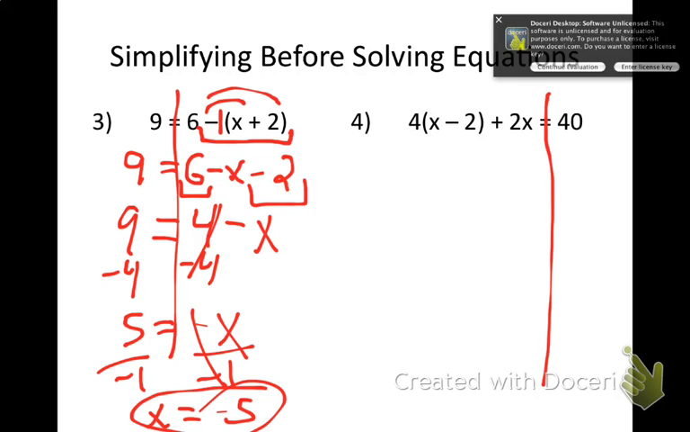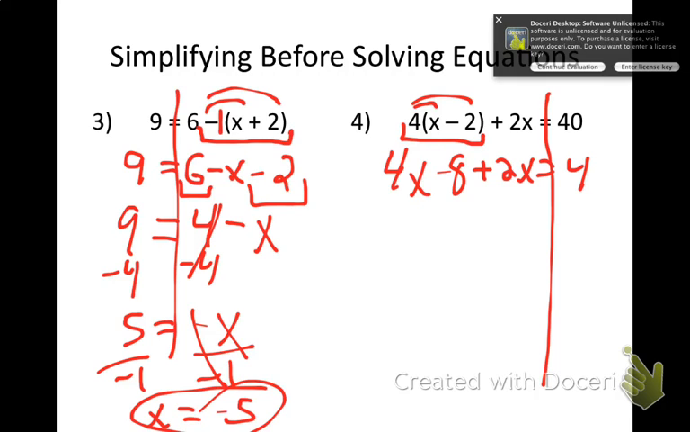Number 4, same idea. What do I want to do right there, Sophie? I want to distribute: 4x minus 8 plus 2x equals 40. Are my variables on the same side, Sophie? So I'm going to combine them. What's 4x plus 2x? Good. I get 6x minus 8 equals 40.